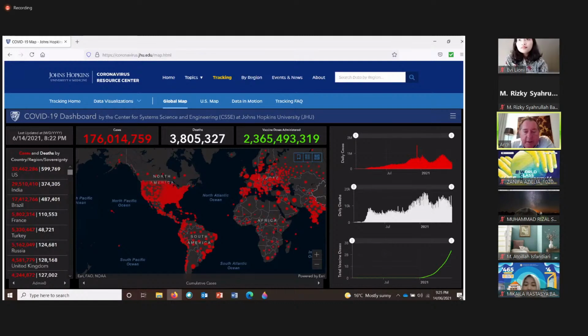Supplementary to the map is a whole lot of additional information. So we have tabular information showing numbers of cases. We also have plots showing time series. So we have a plot of the number of daily cases, the number of daily deaths, and the total number of vaccine doses. This is a very typical sort of dashboard. It gives you multiple levels of information in multiple different formats.